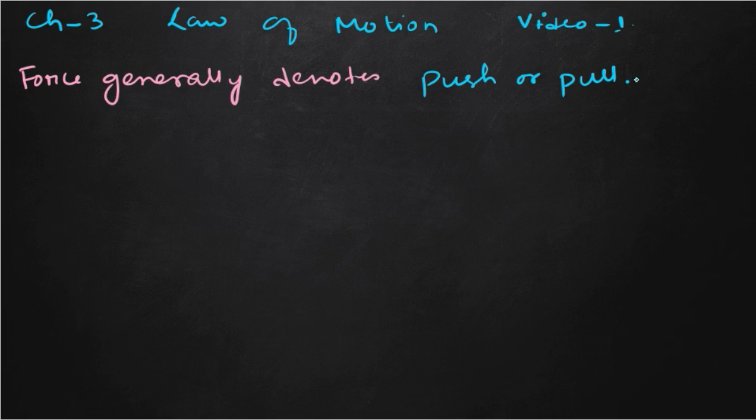Whenever we apply force to a body, it tends to move. When we want to change the motion of an object, we apply force. Suppose a body is moving and we want to bring it to rest, then we will apply a force in the opposite direction. Or whenever we want to move something, we apply some force. So we see that force can make a body move.